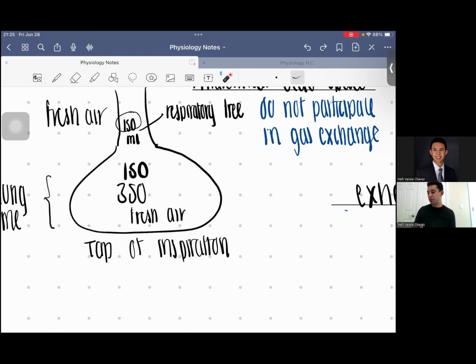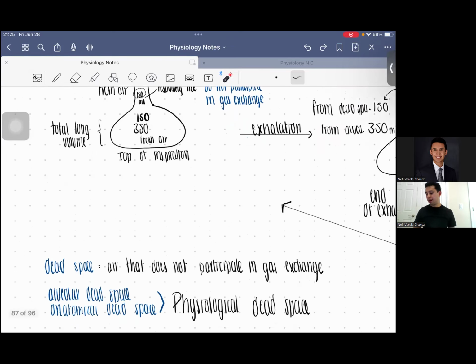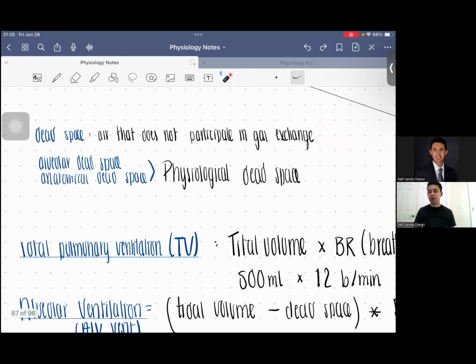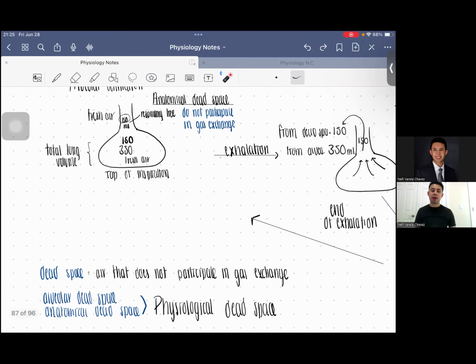So I have some numbers here: 150, 350, and this number is going to be 150 for a standard respiration. When we have, I forgot the name, pulmonary ventilation, tidal volume of about 500 and a breathing rate of 12 breaths per minute.